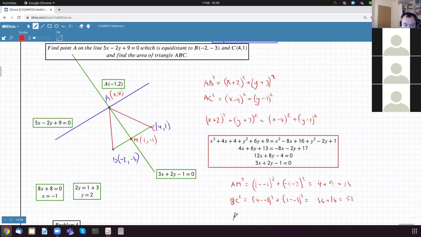And the area is 1/2 base times height. Base is BC, and height is AM. So it's 1/2 multiplied by BC, which is square root of 52, and multiplied by square root of 13. 52 is 4 times 13. So it's 1/2 times 2 times 13, and the answer is 13.